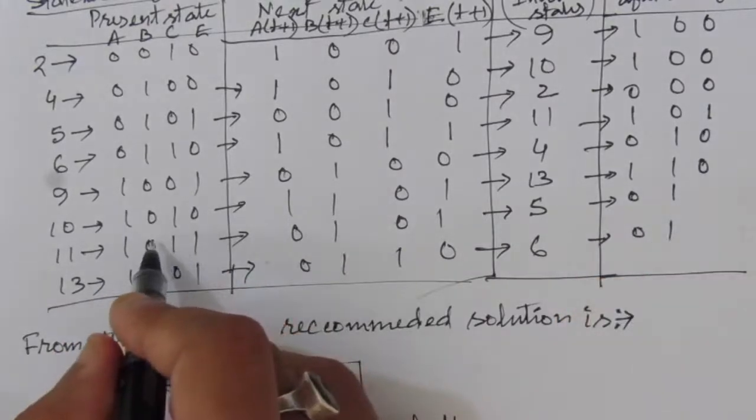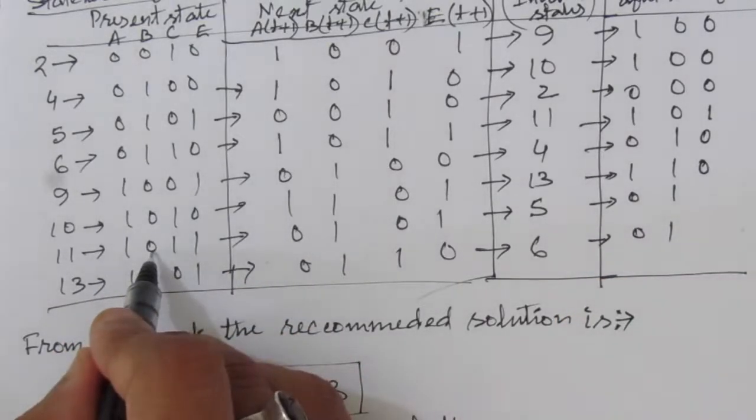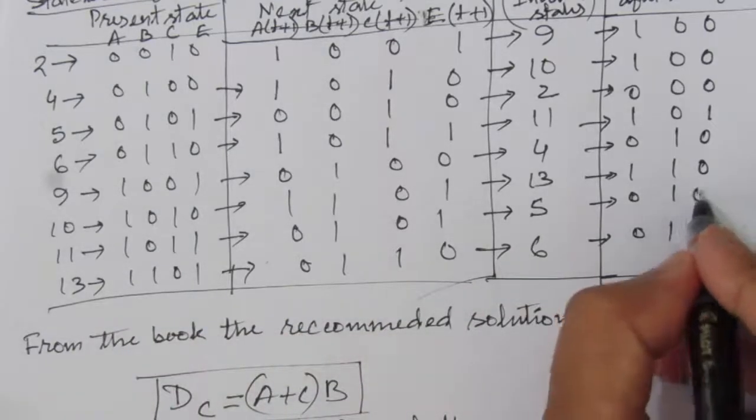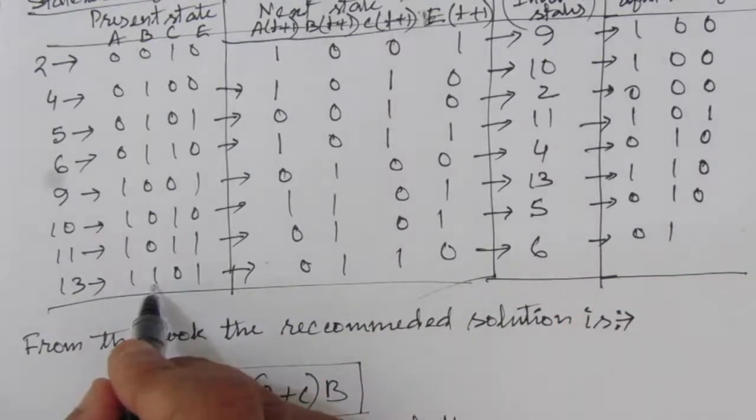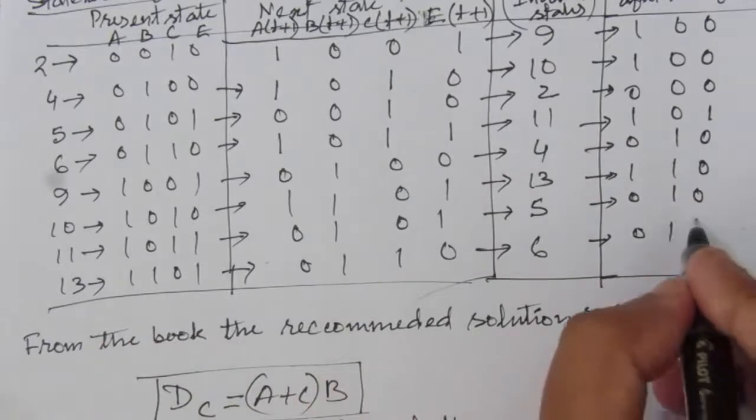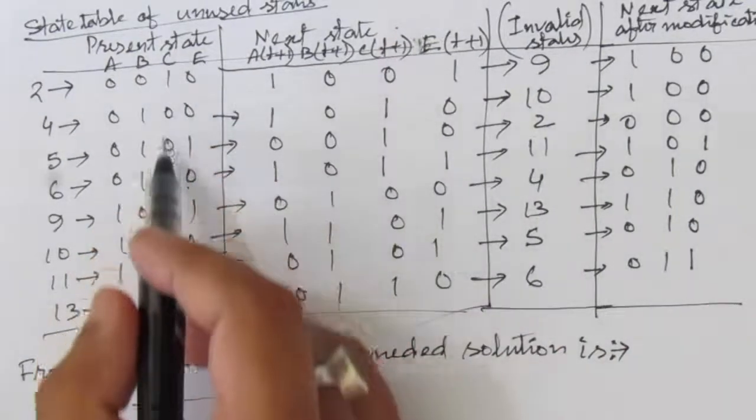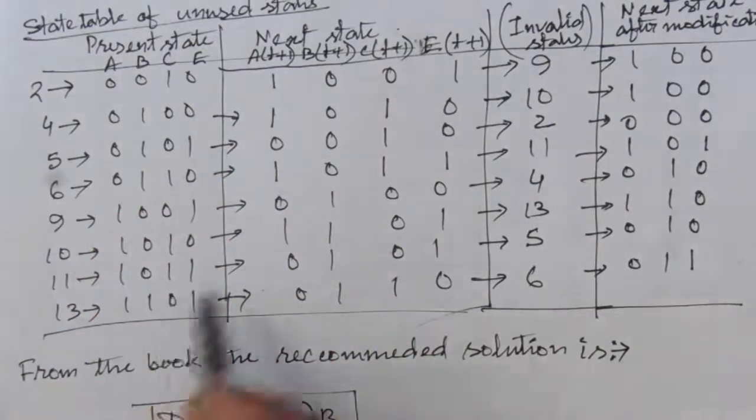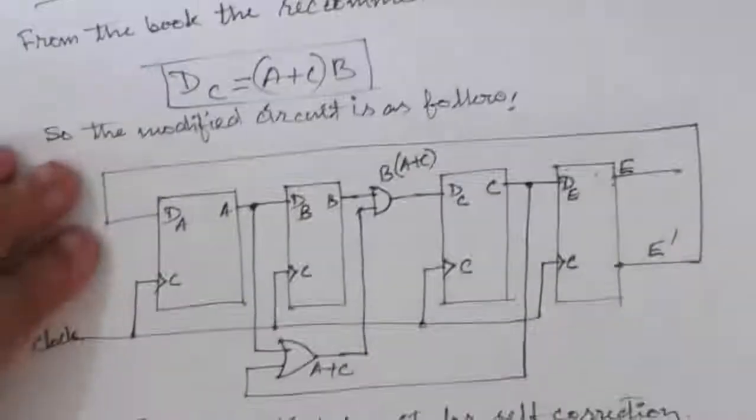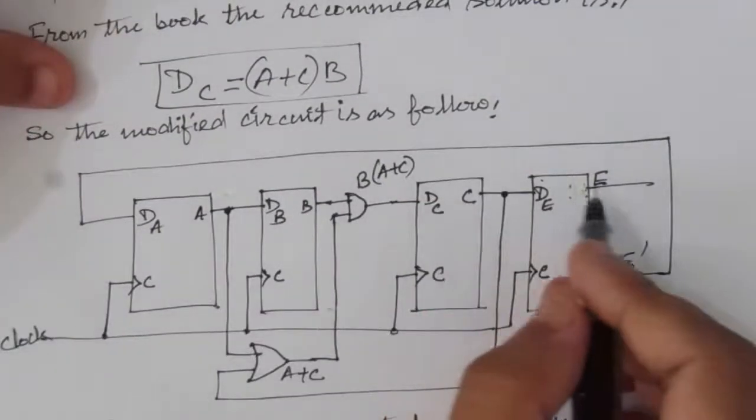Next will be this one, B is 0. Okay, so B whole into A plus C will be 0. And here we have B is 1 and A plus C is also 1. Okay, so here we'll have 1. So whatever be the previous value at this output of this C, that will be the next step, because we are directly giving this, whatever we have here, it is going here.